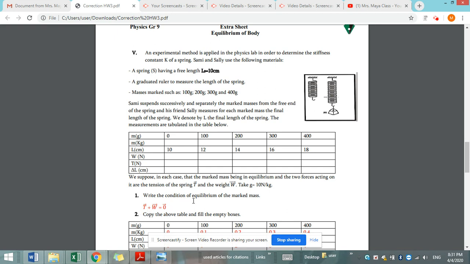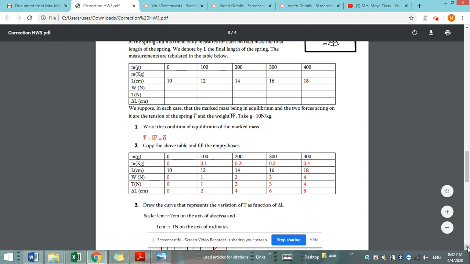Solution: when we say condition of equilibrium, I want to stress that we don't talk about magnitudes, we write it as a vector relation. This is the condition of equilibrium: T vector plus W vector equal 0 vector. Now to the masses. To convert from gram to kilogram we have to divide by 1000. So 100 is 0.1, 200 is 0.2, and so on.